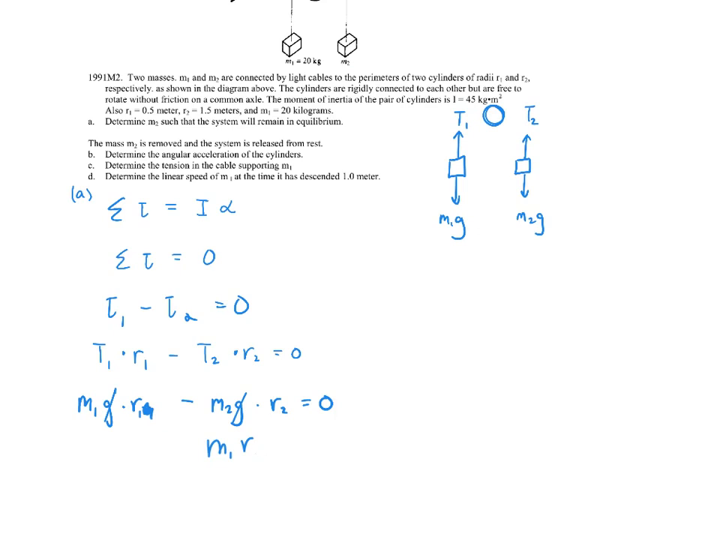Put the eraser tool here, there we go. All over R2, and that'll give us M2. R1 over R2 as a ratio is 0.5 over 1.5, which will be 1/3. And then 1/3 of 20 is just 20/3.